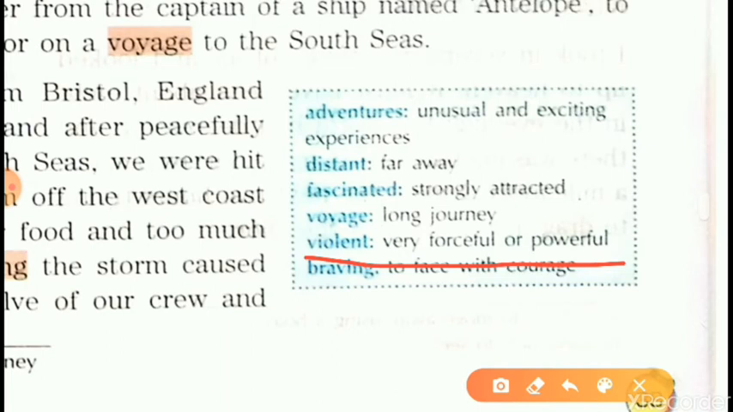And the spelling of scenes is S-C-E-N-E-S. Now, the sentence on violent, again I'm repeating. The film contains some violent scenes. And be careful with the spelling of scenes. It is S-C-E-N-E-S, scenes. The film contains some violent scenes.